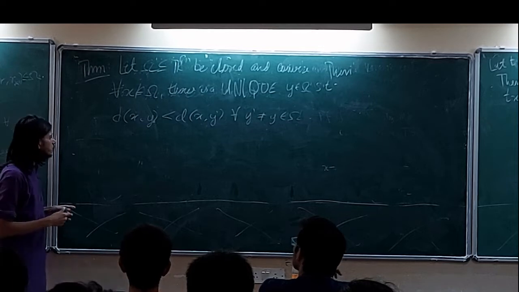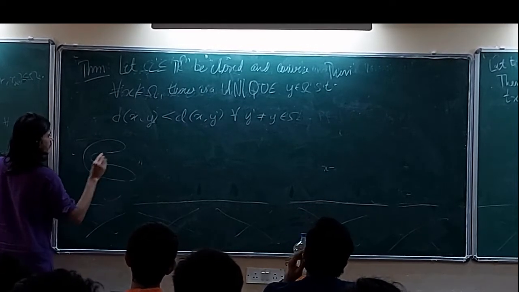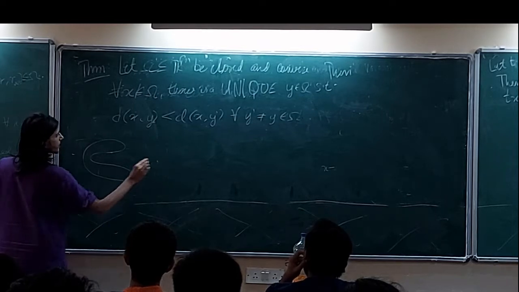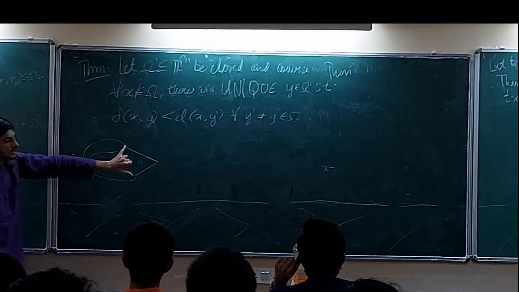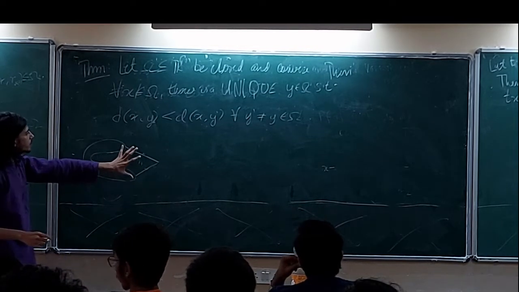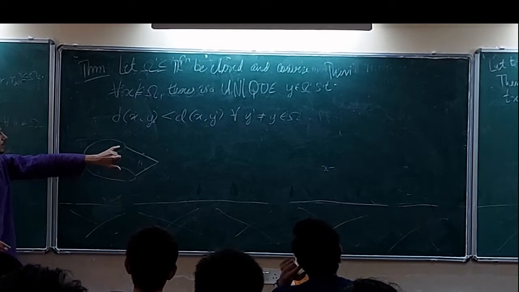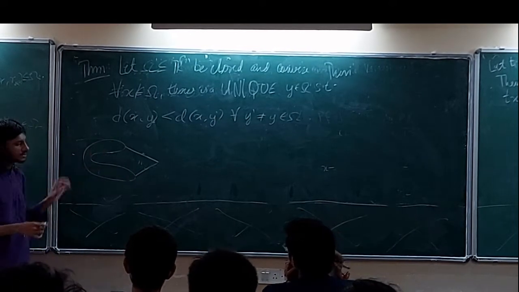So for example, this need not be true if omega is not convex. For example, let's say omega is this set, a kidney bean or something like that. If I take a point here, it's obvious that both this point and this point are the nearest points. So these will have equal distances. But then that obviously means that it isn't unique. Because they're both distinct, but they're both nearest neighbors in this set, right?